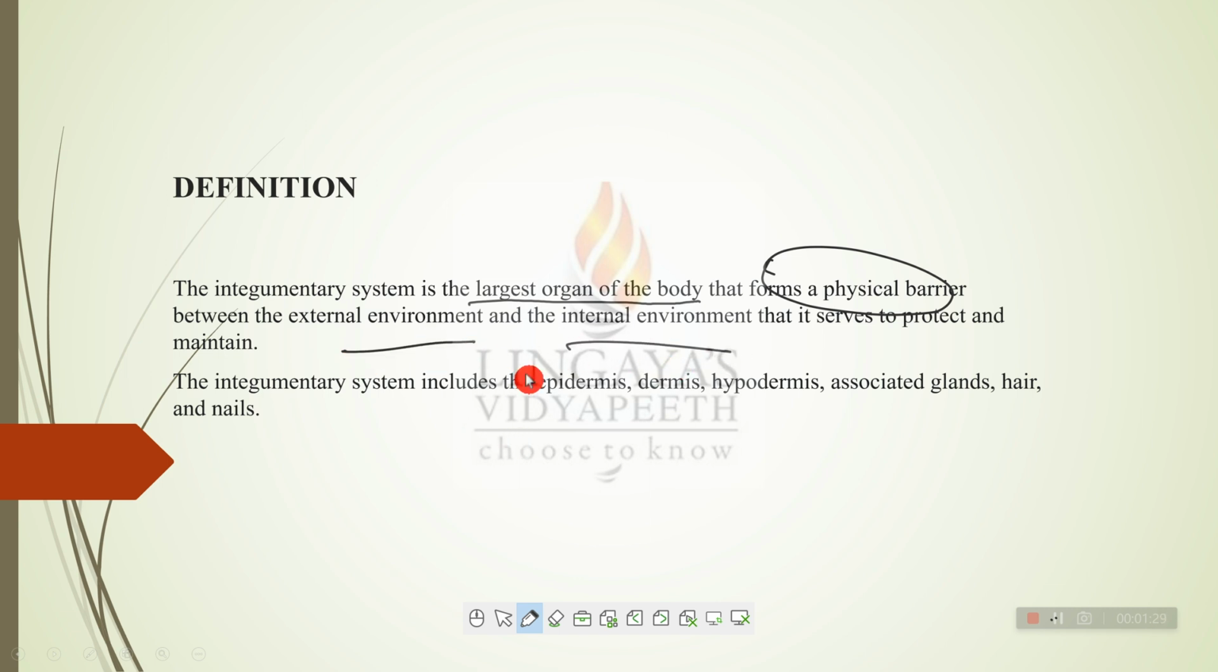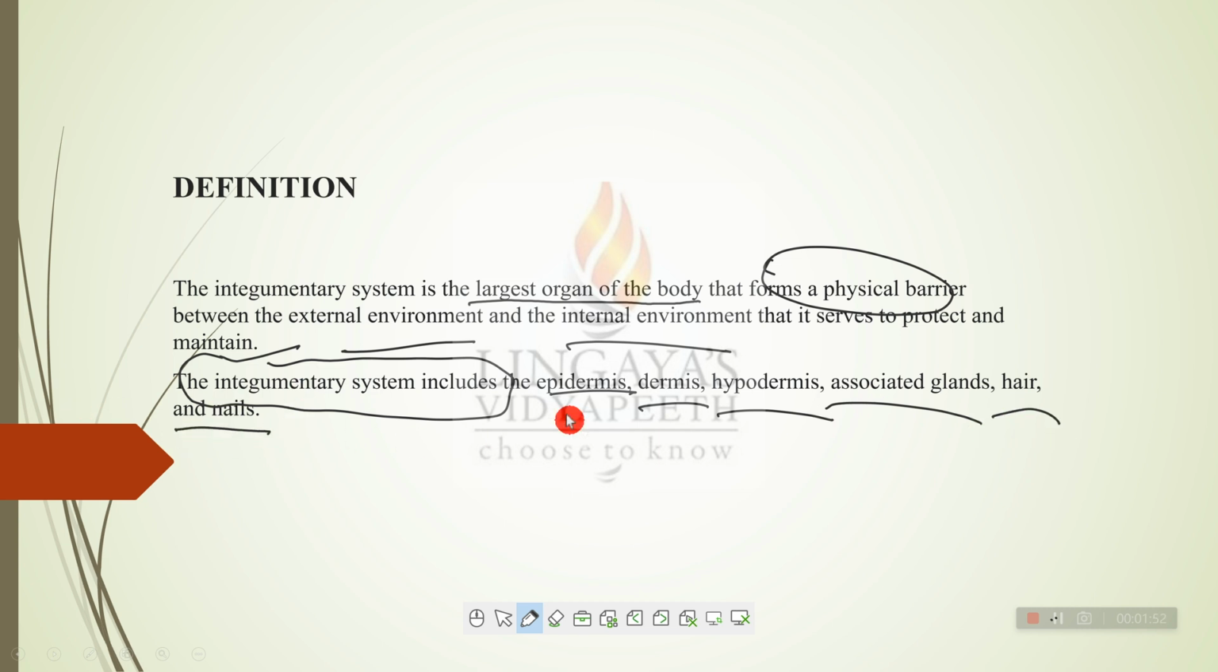By this we can say that the integumentary system helps in protecting our body and maintaining our body physiology. So what does the integumentary system consist of? The integumentary system includes epidermis, dermis, hypodermis, associated glands, hairs and nails. We will discuss all of these in today's video.